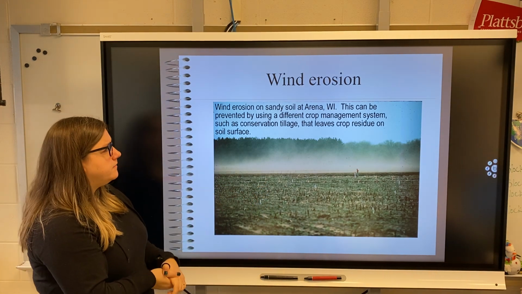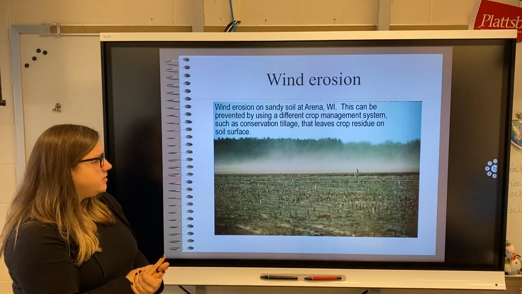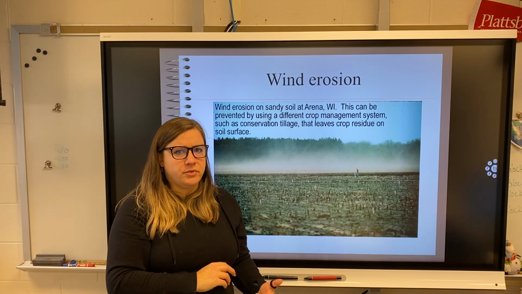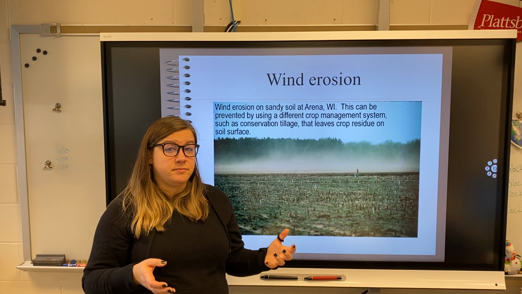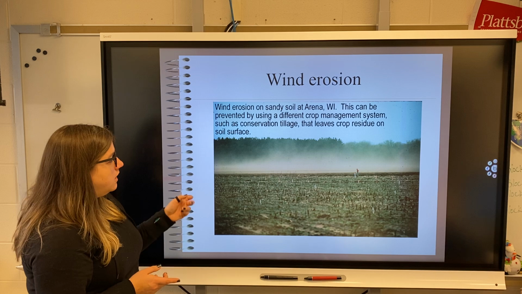Okay, this is an area in Arena, Wisconsin. It can be prevented. So what they do is they need to prevent wind erosion. Wind's going to blow through no matter what, but there are different things we can put into place in order to prevent extreme wind erosion.